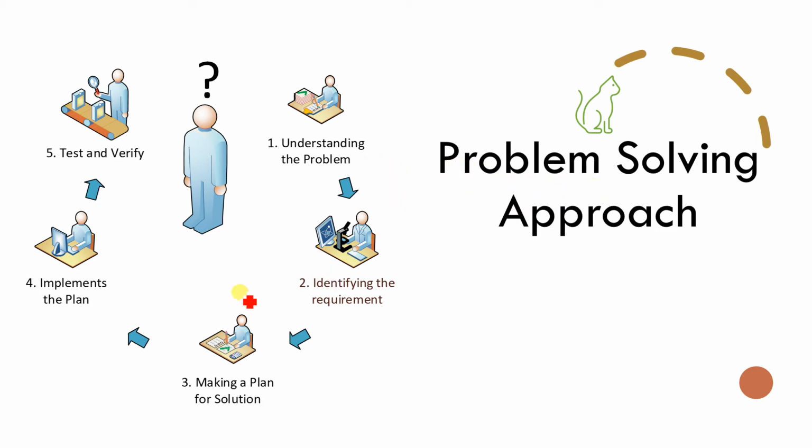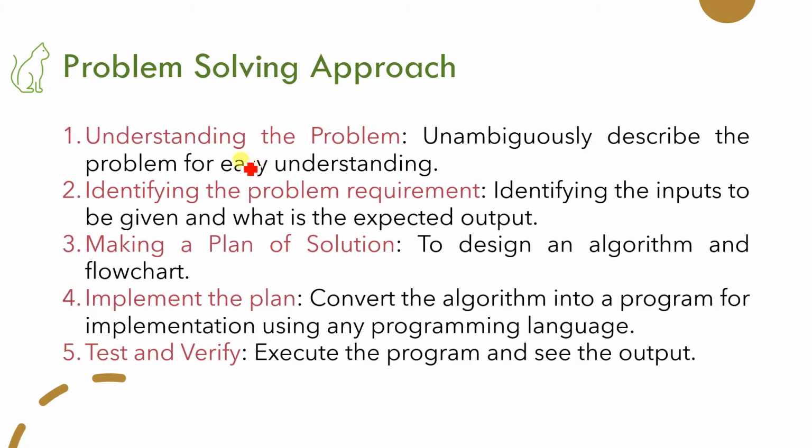I have explained the problem solving approach in 5 steps, and the first step is understanding the problem. A problem is given to you, and first of all we need to understand it. What do we mean by understanding the problem? Whenever a problem is given, we need to read it properly and remove ambiguous statements inside it. In pure terms, unambiguously describe the problem for easy understanding.